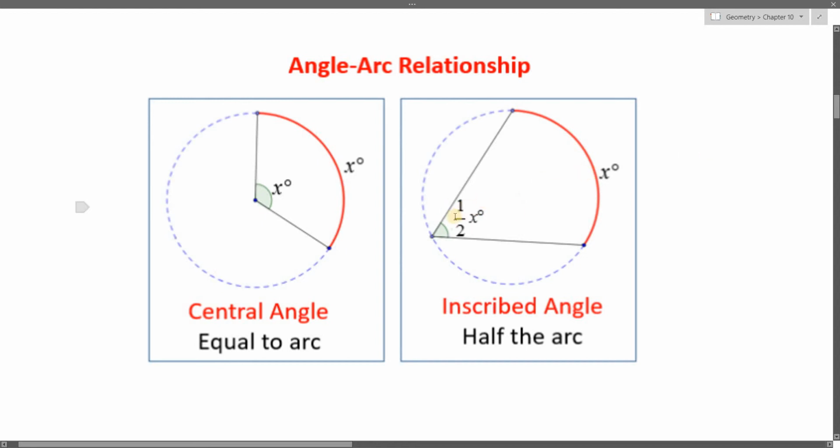Over here, though, this inscribed angle would be 1/2 of the arc that it intercepts. And so let's say this is 60, then this is 30. And it's always going to be half of the other angle. So you first of all have to establish, is it a central angle or is it an inscribed angle? And I can tell simply by, if it's a central angle, its vertex is in the center. If it's an inscribed angle, its vertex is going to be on the circle. And so we can measure those based on that.